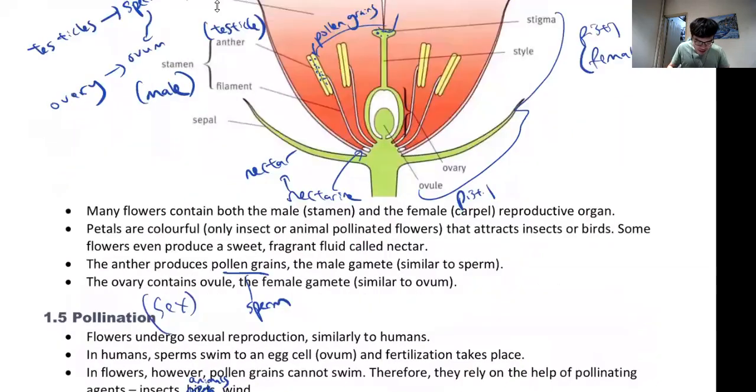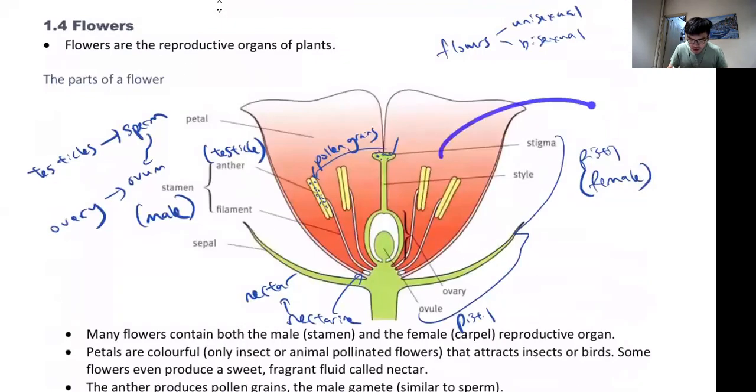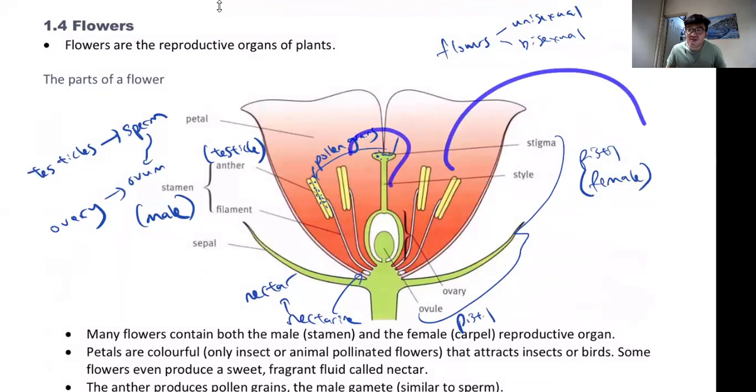Okay, so as you can see here, when an insect comes to a flower to collect nectar, pollen gets stuck to the body, because they have a very hairy body. When the insect goes to another flower, some pollen grains are transferred to the stigma. So when you fly to another flower, they will stick to the stigma. You might say, sir, what if they don't stick? Okay, maybe they don't stick to this flower. Then they go to another flower.